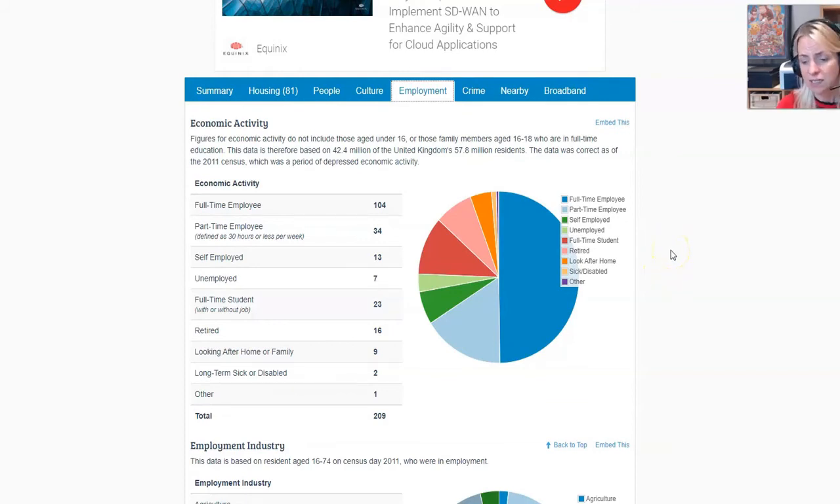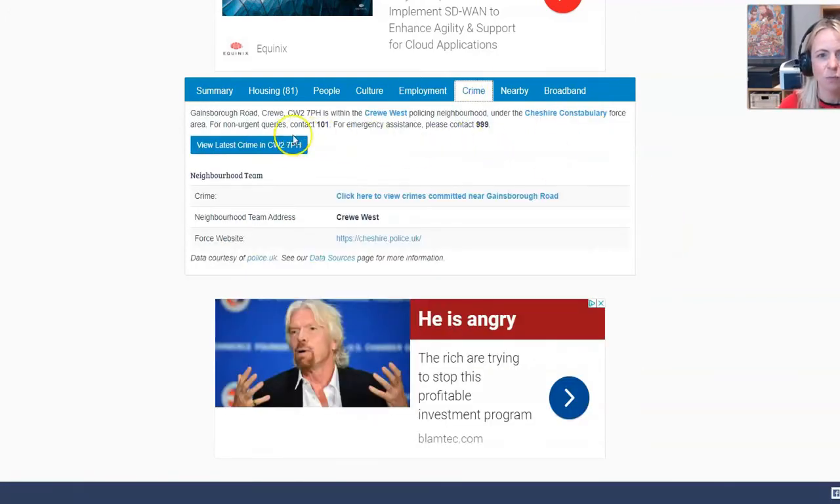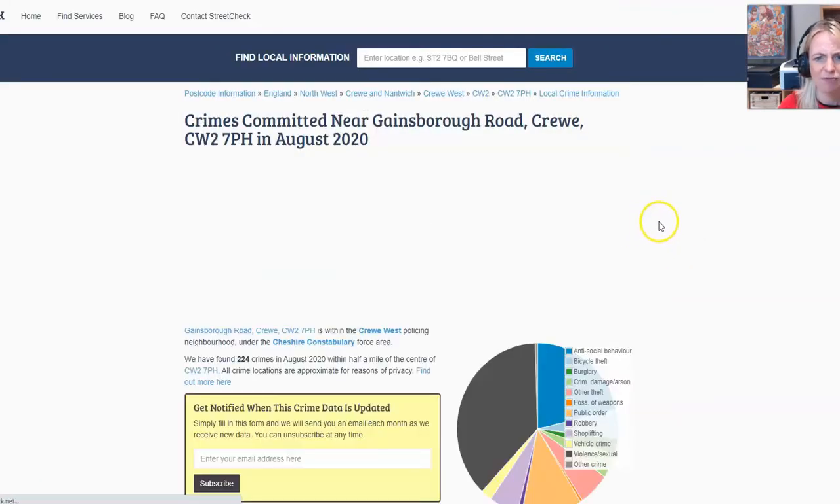Now, the next question that comes to mind about investing in this area, should I invest in an HMO in this area, is crime. So I want to look at the latest crime figures for this particular ward. So let's have a look to see what's been going on with crime in this area.